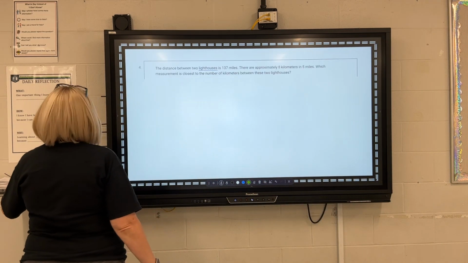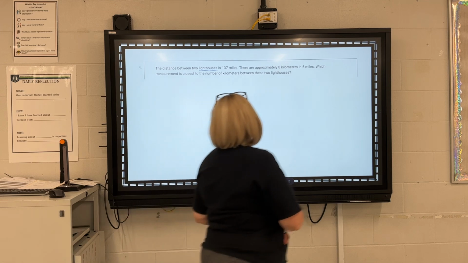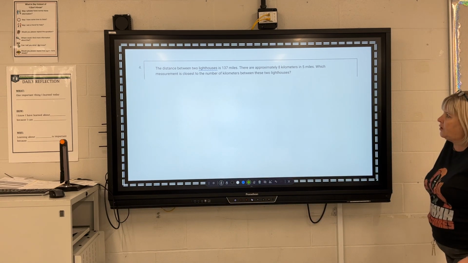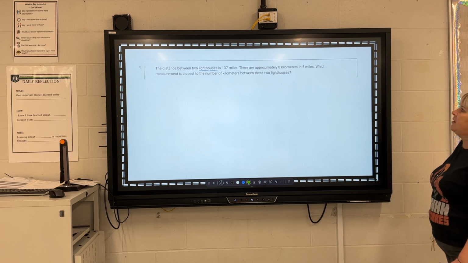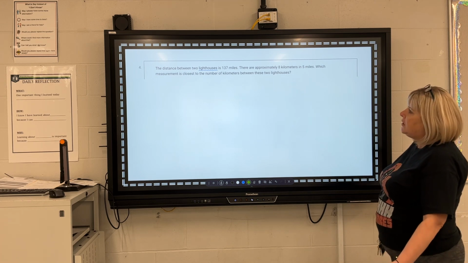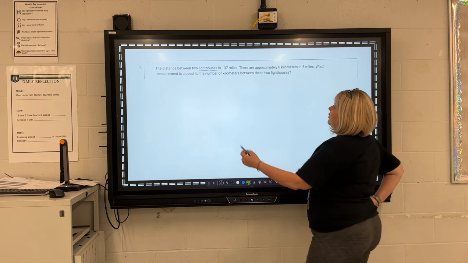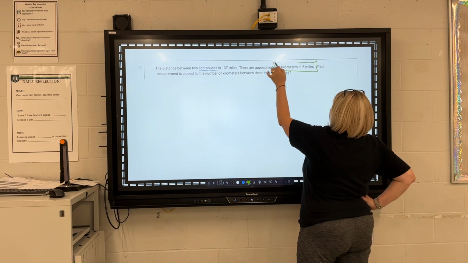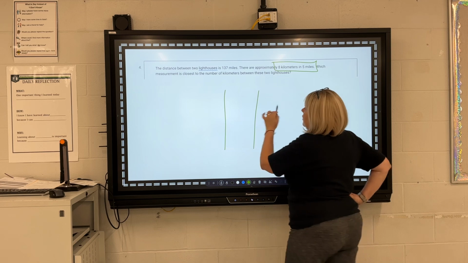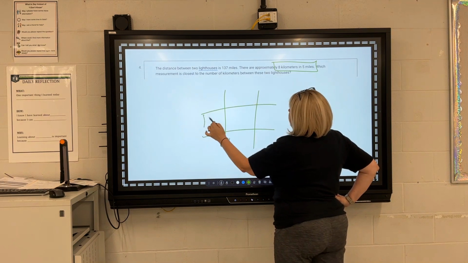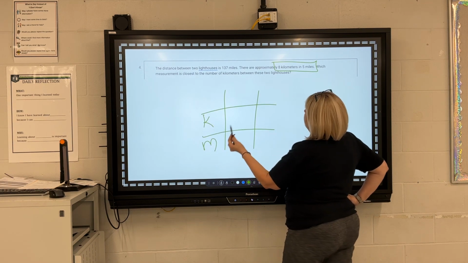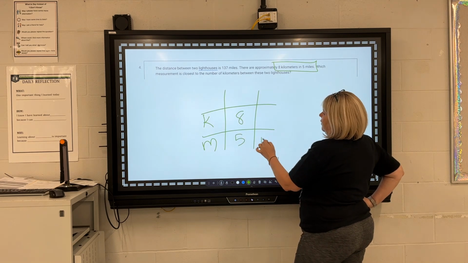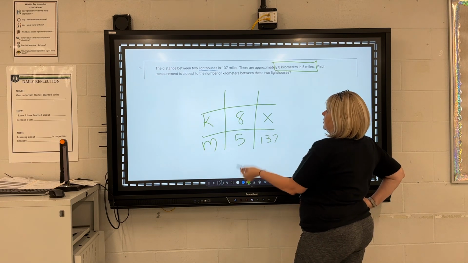Number 4. The distance between two lighthouses is 137 miles, or approximately 8 kilometers and 5 miles. Which measurement is closest to the number of kilometers between the 2 lighthouses? So here's my conversion that I'm looking for. I am looking for kilometers and miles. So I've got 8 kilometers and 5 miles, and I'm looking for 137 miles.